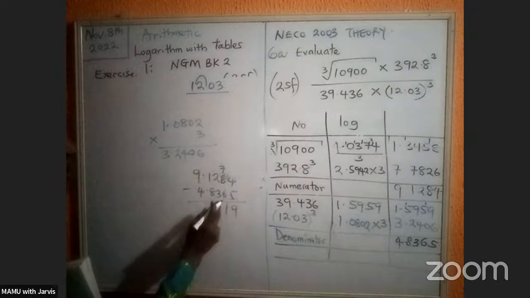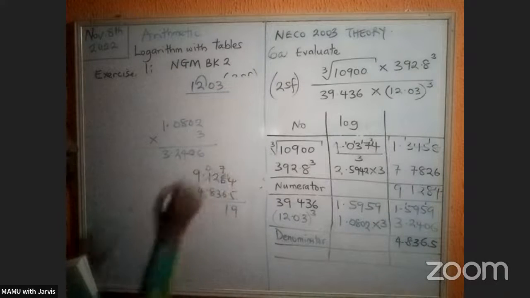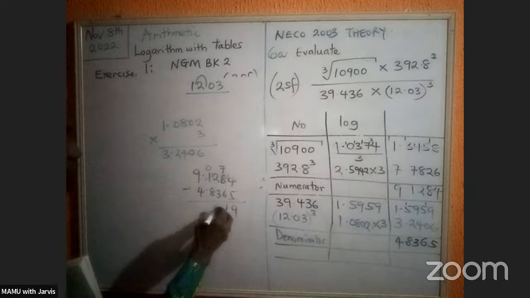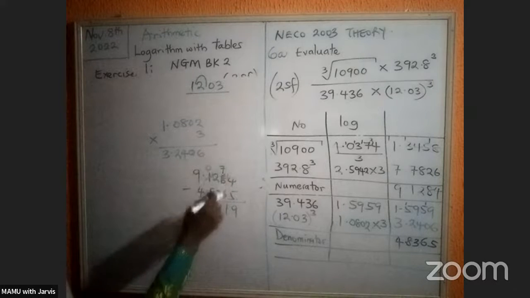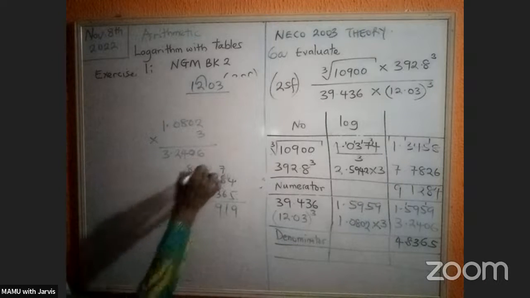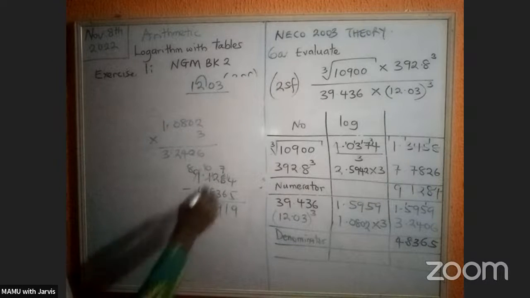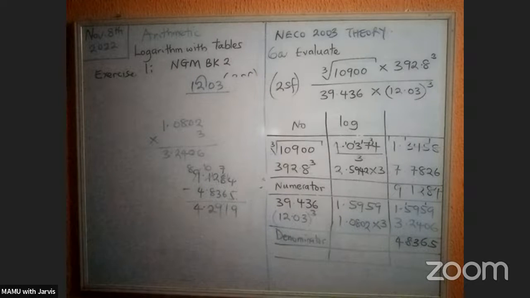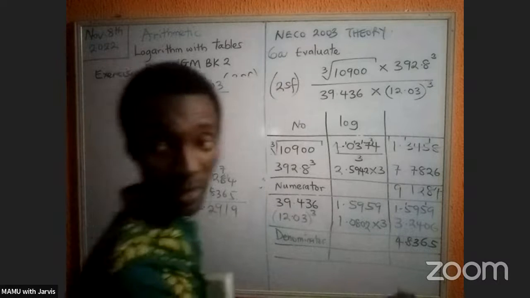2 minus 3 is not possible, so I'm going to borrow 1 from here. That will be 0. 2 minus 3, and let's make this 12, and that will give me 9. 0 minus 8 is not possible, and then I borrow 1 from here, and that will be 10. 10 minus 8, that will give me 2. And then 8 minus 4 will give me 4. So that will be 4.2912.